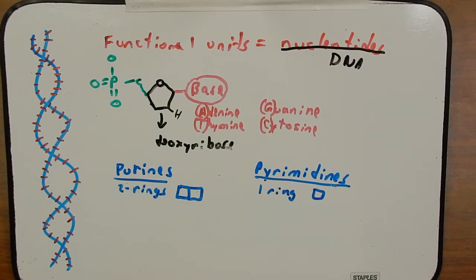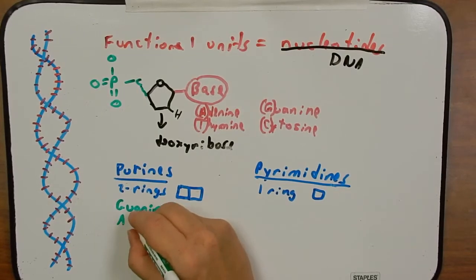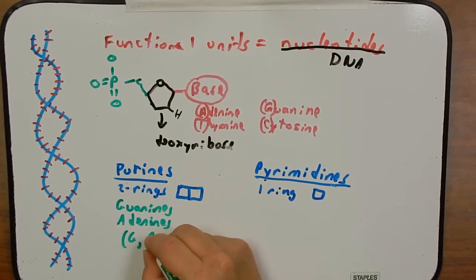If you have a hard time remembering this, the way I've always remembered this is that the word purine is smaller than pyrimidines, yet purines have two rings, so it's kind of counterintuitive. The shorter word has more rings, the longer word has fewer rings. It works for me. Purines include the guanines and the adenines, the G's and the A's.